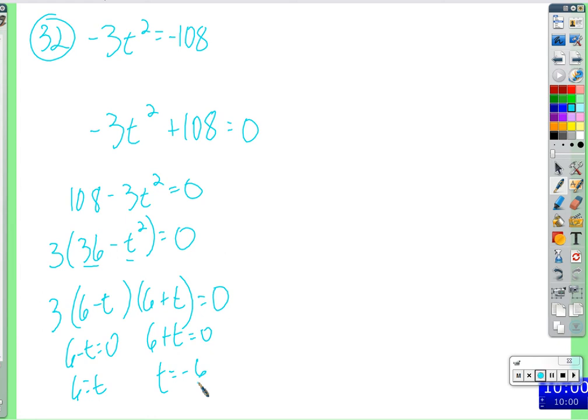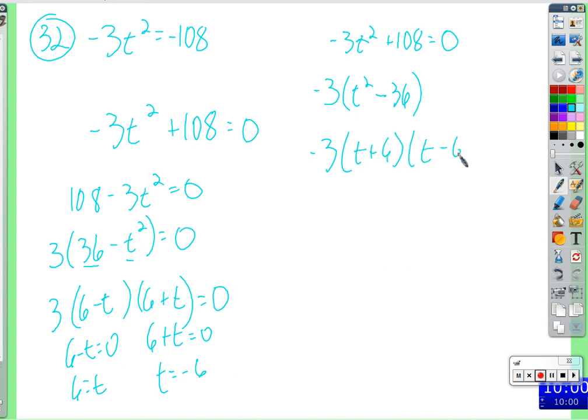Another idea, another way we can do this, add 108 to both sides, so we're right here. Instead of writing them in a different order to put the negative second, let's factor out their common factor, but we'll factor out a negative 3. And when we factor out a negative 3, we're going to have to switch the signs so that if we were to distribute that negative 3, it would change back. So we'd have a t squared, negative 3 times t squared is negative 3t squared. Minus 36, negative 3 times negative 36 is positive 108. So now we switch the signs. Now it looks more normal. We get the variable squared first and the number second. Negative 3 times t plus 6 times t minus 6. Set that equal to 0. Get the same solutions, of course.